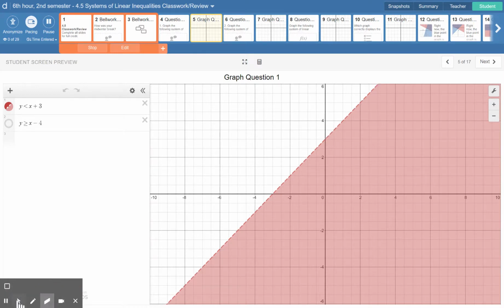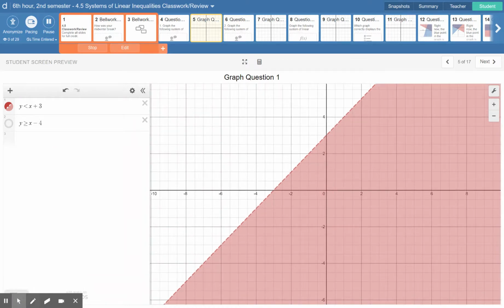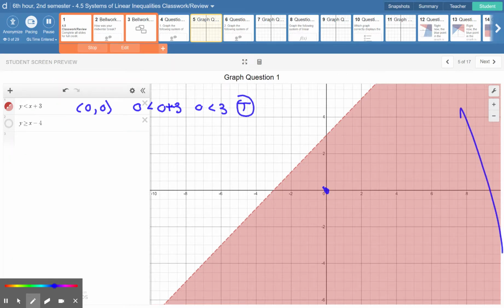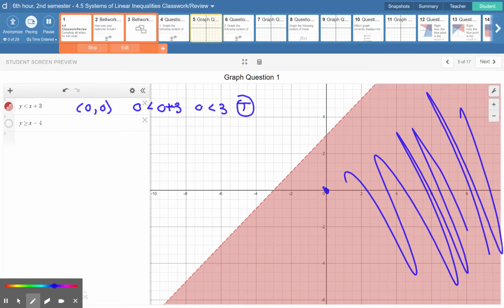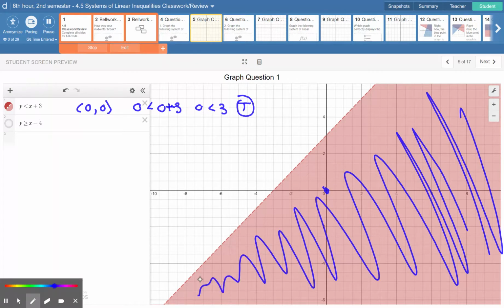It's not included. Now, if I picked the point 0, 0, and I plug that in, 0 is less than 0 plus 3, or 0 is less than 3, that's a true statement. So if I did that for every single ordered pair here, that's why it's a solution.